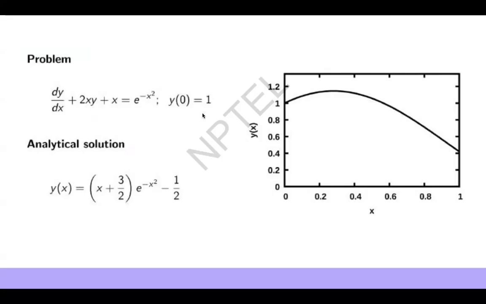Manually, if you're trying to solve it, this is an analytical equation. That is, y of x is equal to (x plus 3/2) e raised to minus x square minus 1/2. And if you plot x on the x-axis and y on the y-axis, you will get a behavior like this. Now we'll try to see the MATLAB code for this.